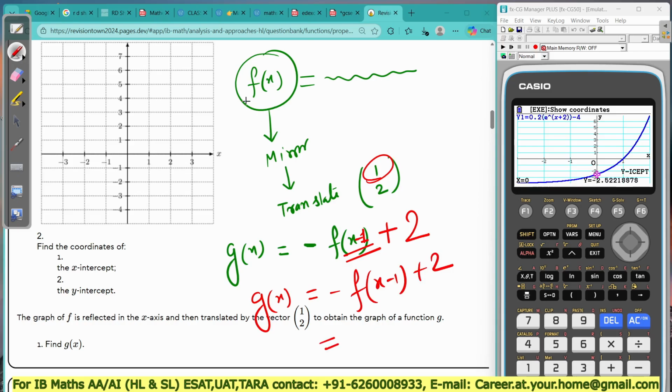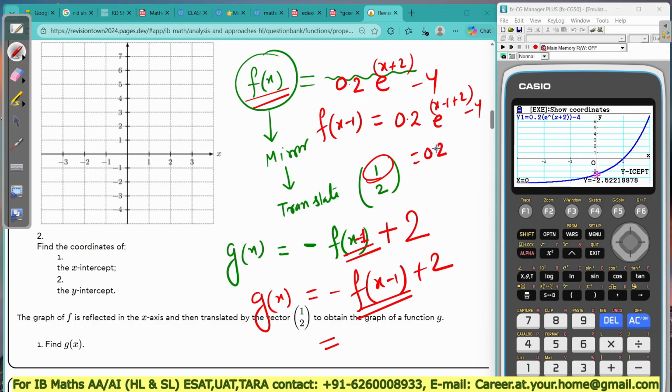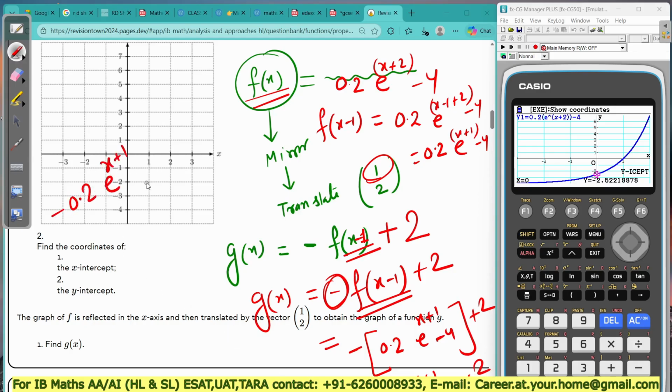Now you can figure out easily if you know f of x, that is 0.2 e raised to power x plus 2 minus 4. So you can figure out f of x minus 1 also. Replace your x with x minus 1. So it will be 0.2 e raised to power x minus 1 plus 2, minus 4. So it will be 0.2 times e raised to power x plus 1, minus 4. And you have to apply this minus sign also. So minus 0.2 e raised to power x plus 1 minus 4, and this plus 2. Overall, when you simplify, you will get minus 0.2 e raised to power x plus 1, plus 4, right? This negative becomes plus 4, and this plus 2. So overall we are getting minus 0.2 e raised to power x plus 1, and this plus 6.